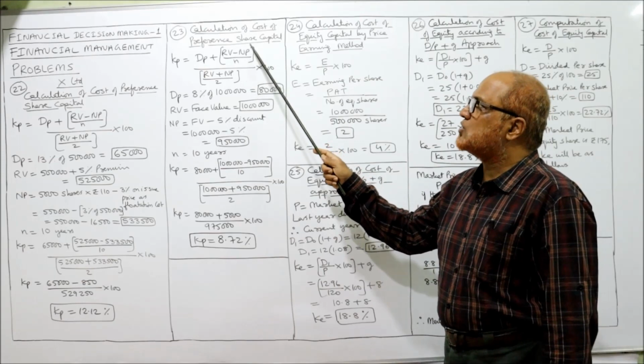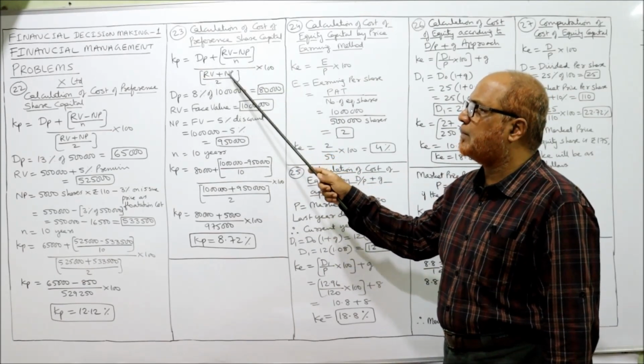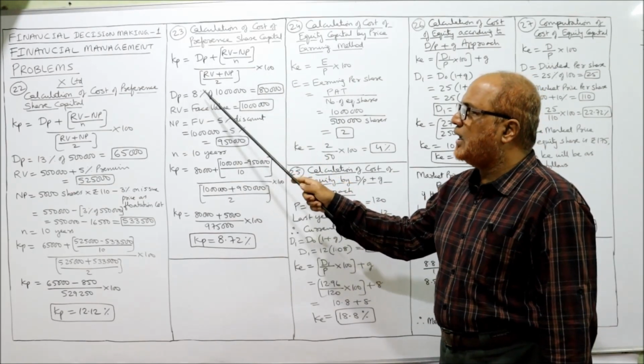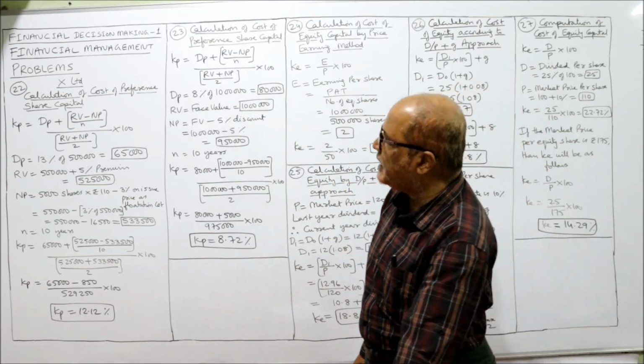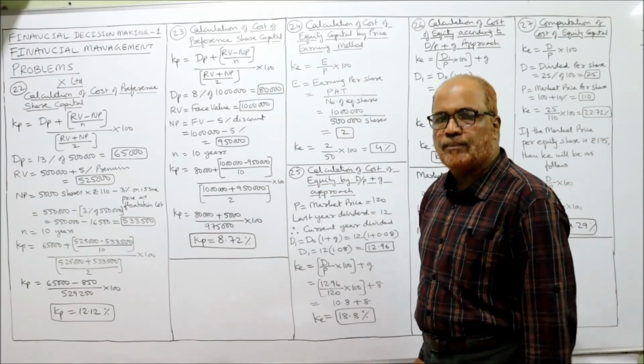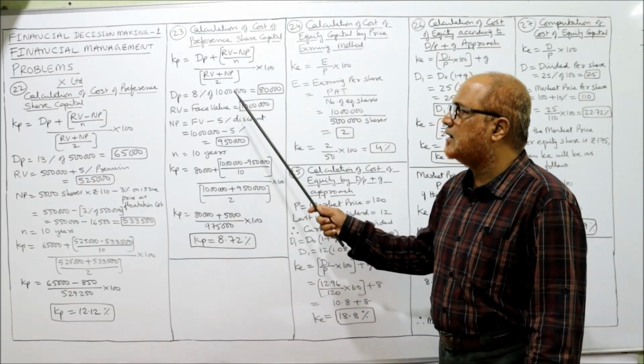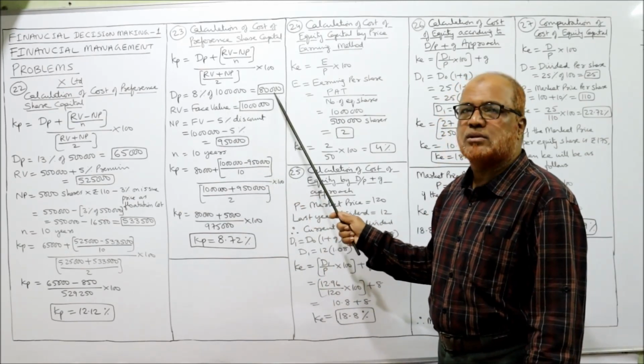So calculation of cost of preference share capital, KP = (DP + (RV - NP)/N) / ((RV + NP)/2) x 100. So 8% of 10 lakh. How 10 lakh? See carefully, 10,000 shares of rupees 100 each, so 10 lakh. So 8% of 10 lakh is 80,000.